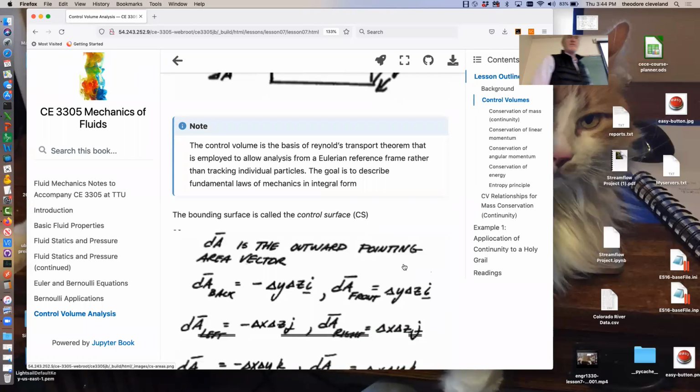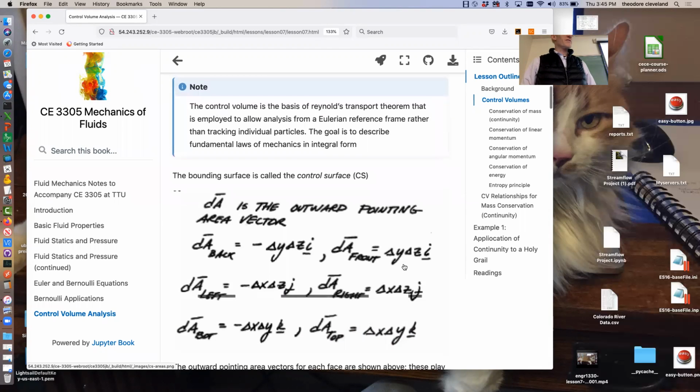The control volume itself is the basis of something called the Reynolds transport theorem, and that's employed to allow us to analyze things in a Eulerian reference frame rather than tracking individual particles or collections of particles, which we call a system. In our engineering mechanics, statics and dynamics, everything was part of a system, and they didn't necessarily move relative to one another. Here we have a little added complication because things are fixing to move. If we wait long enough, it'll come off that paper and hit you in the head.